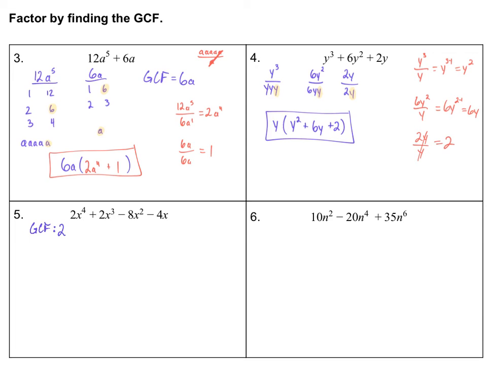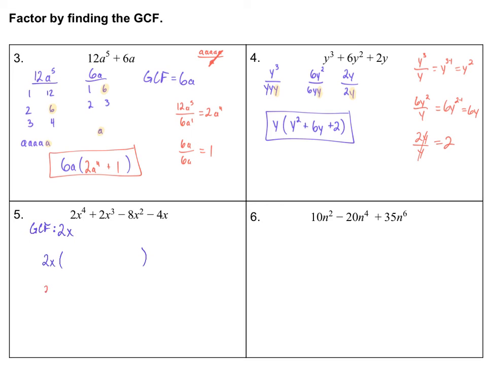All right, I see the first term has 4 x's. The next term has 3, then 2, and then 1. So they all have at least one x. So I can take one out. I can't take more than one because that last 4x doesn't have more than one x. So I'm factoring out a 2x. So what does that leave behind?